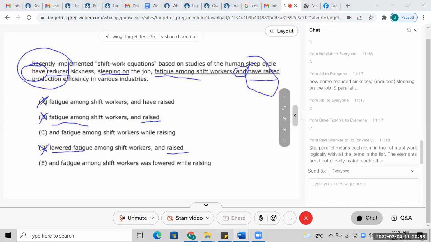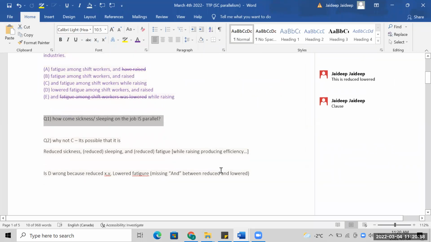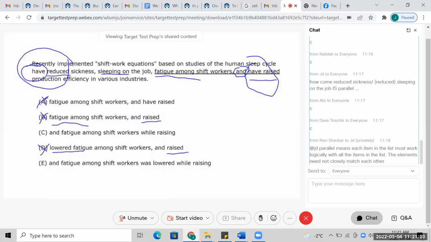Finally, "have reduced sickness, sleeping on the job, and fatigue." Wait a minute, "was lowered while raising." So "have reduced sickness," this gets a little freaky. "Have reduced sleeping on the job and fatigue, have reduced fatigue among staff workers was lowered." So we already have a verb, and then we have another verb here. So none of this works. E is out.